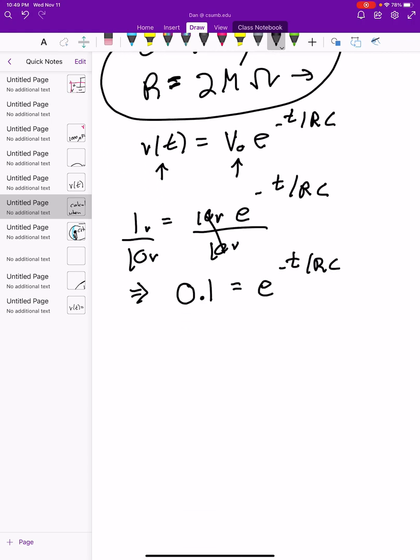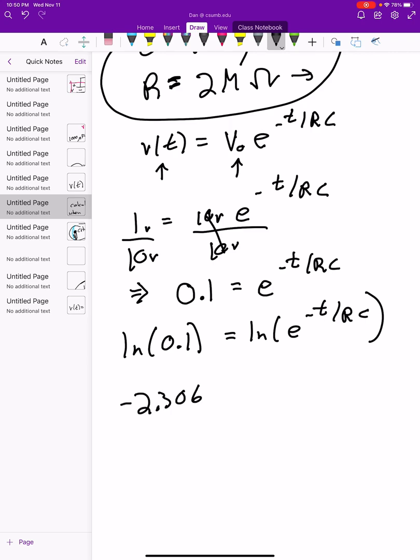Now to solve a problem like this, I want to take the natural logarithm of both sides. Since they're equivalent, the natural logarithm of both sides should be equivalent. Now the natural logarithm of 0.1, if you look it up, is minus 2.306. Anything less than 1 is going to have a natural logarithm that's negative. And on the right-hand side, the natural logarithm of e raised to any power is that power by definition. So that's easy. And I also know that there's a negative sign on both sides, so I multiply by -1, so they're both positive now.